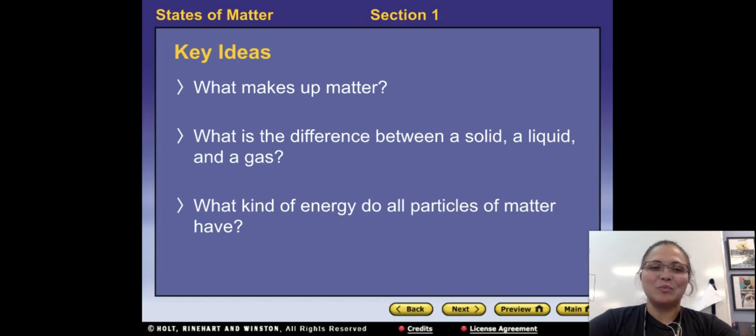Chapter 3, Section 1, States of Matter. Key ideas in this section: what makes up matter, what's the difference between a solid, liquid, and gas, and what kind of energy do all particles of matter have.